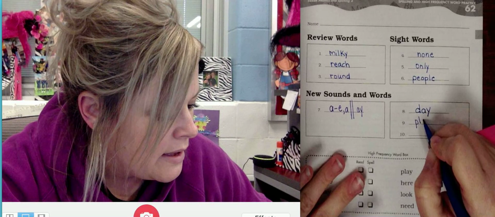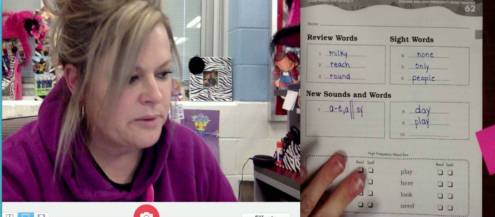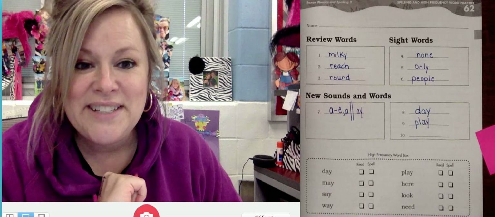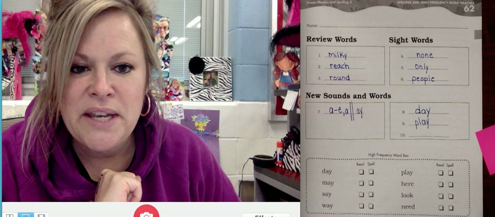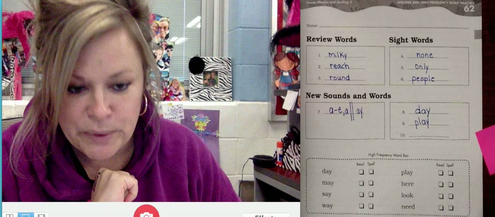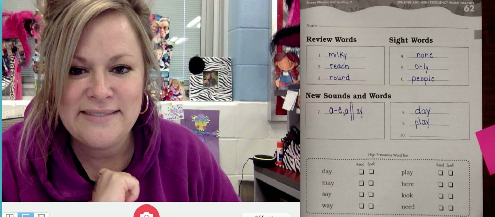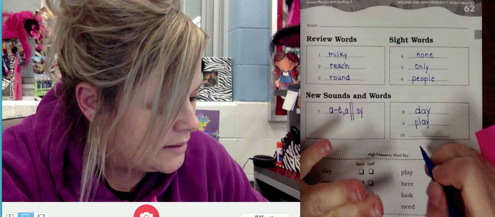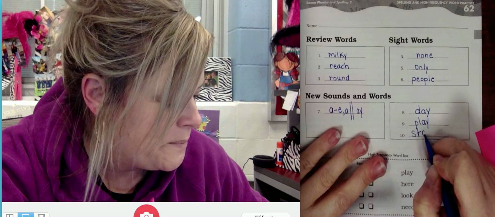O-A. Final position. My last finger when I finger spell. Check with mine. Number 10 is the word stay. Repeat. Stay. Good. Stay.